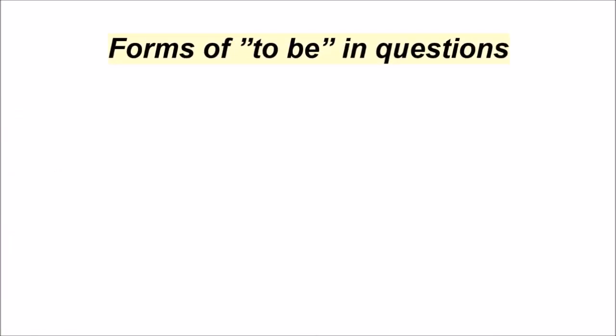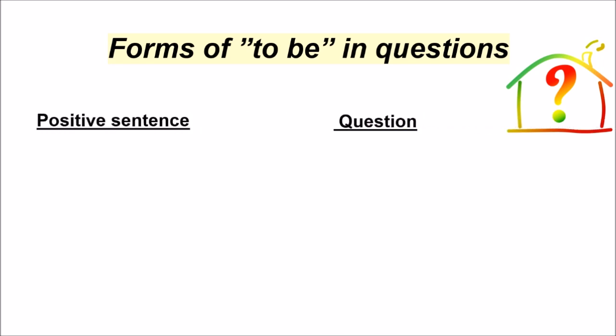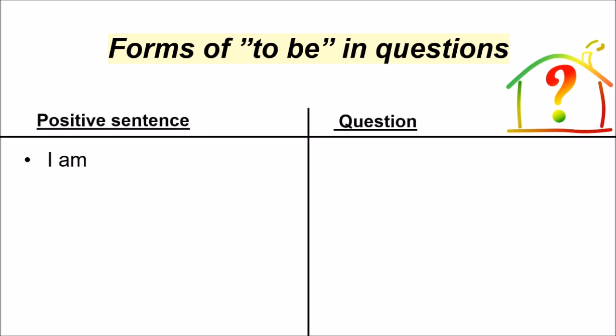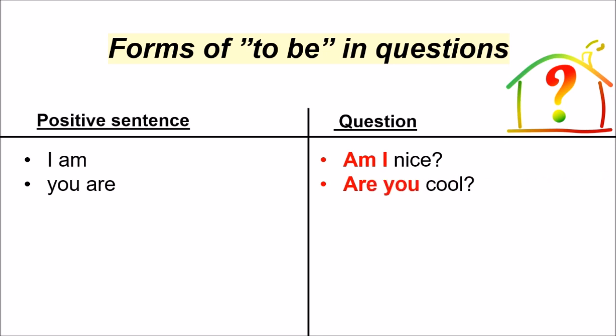Finally, let's try to find out more about to be in questions. Well, quite easy once again. You see, in positive sentences the word order is I am. This changes in questions. So you simply have to change the word order. I am becomes am I. So it's first the verb, then the subject. Am I nice? You are: change the word order. Are you cool?